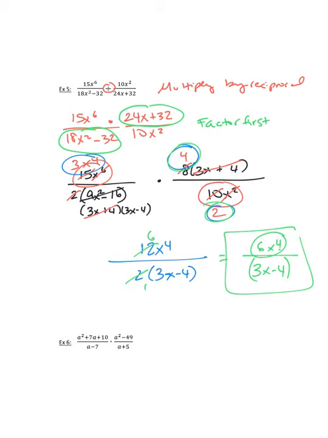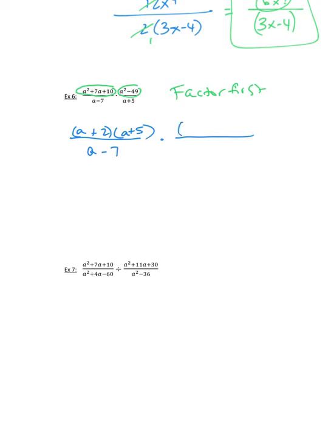Okay, looking at another one. Same idea, only now you have some trinomials. But it's the same exact concept. You're going to factor first. So this trinomial is going to get factored. The a squared minus 49 is going to get factored. So I'm going to write as my numerator two binomials, a and a, 2 times 5 is 10, and then they both get positive. My denominator stays the same. On the other side, I'll have a plus 7 times a minus 7. That's a difference of squares. And then I copy down the denominator.